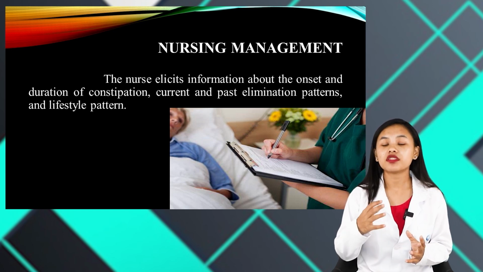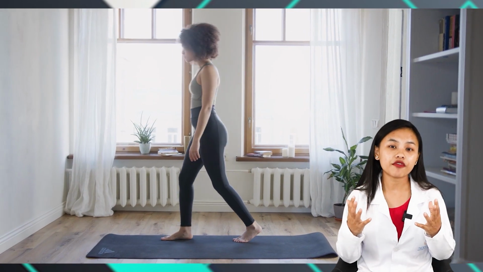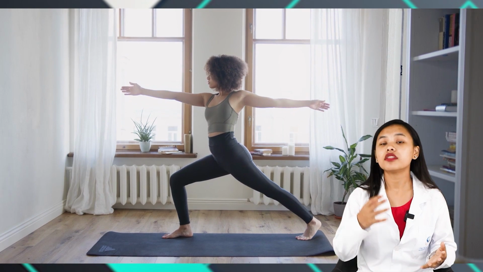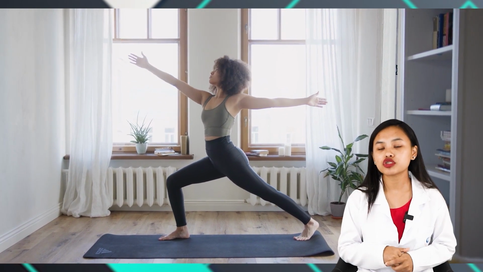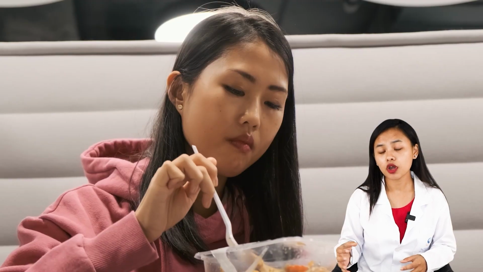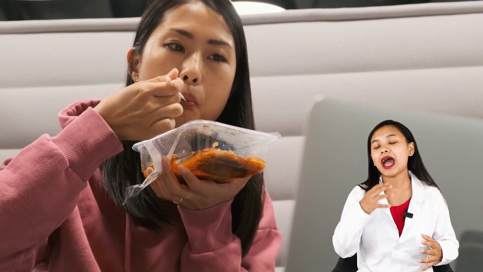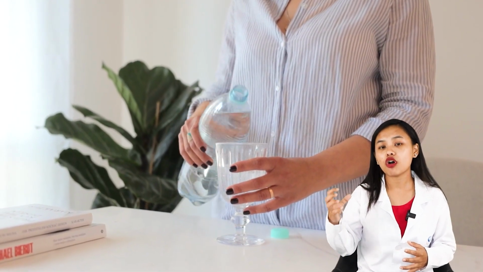For example, their occupation, whether they are performing any exercises or not, their activity level, and also the diet which they are following, whether they are consuming adequate amount of fluid or not, and also the presence of the stress level. Here, as we know that emotional stress, depression can also alter the bowel elimination. So here it is also very important that we get to know whether they are suffering from any emotional instability or not.